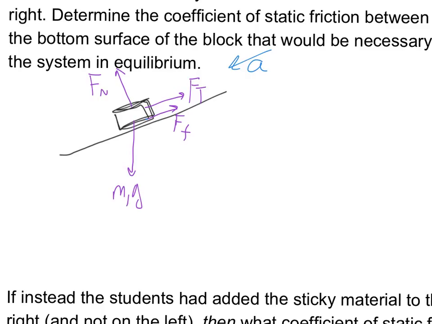Now, the other block's still here. It has no added friction, so its forces haven't changed. We can use the diagram that I used about 10 minutes ago to analyze it then. So we're looking for, remember, the minimum coefficient of friction that would keep this at rest. Minimum static coefficient of friction. Anything higher would also work.